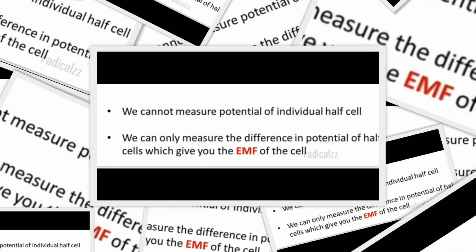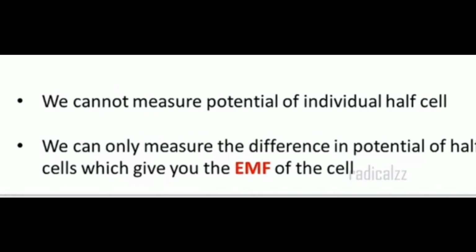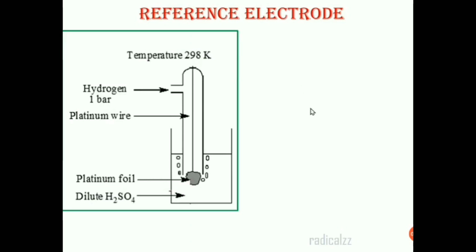The half cell potential values can be measured by using a reference electrode. A reference electrode is an electrode whose potential is known. Here, the reference electrode we take is the standard hydrogen electrode, or SHE. This consists of a glass tube containing platinum metal wire, and its bottom consists of platinum foil coated with finely divided platinum.